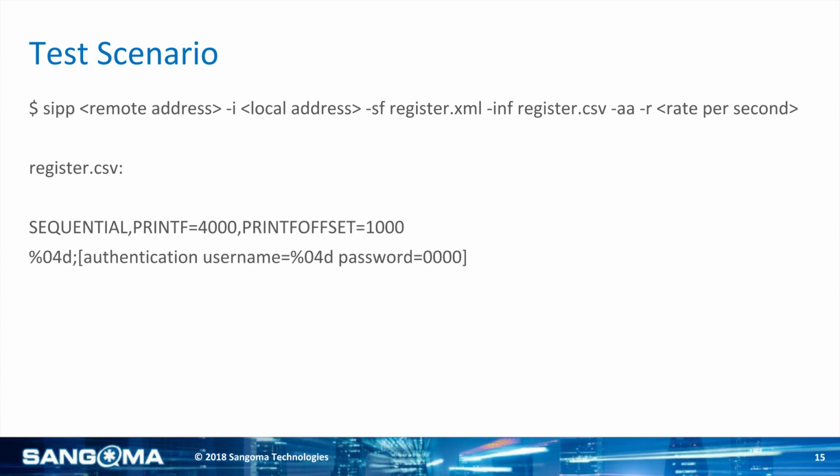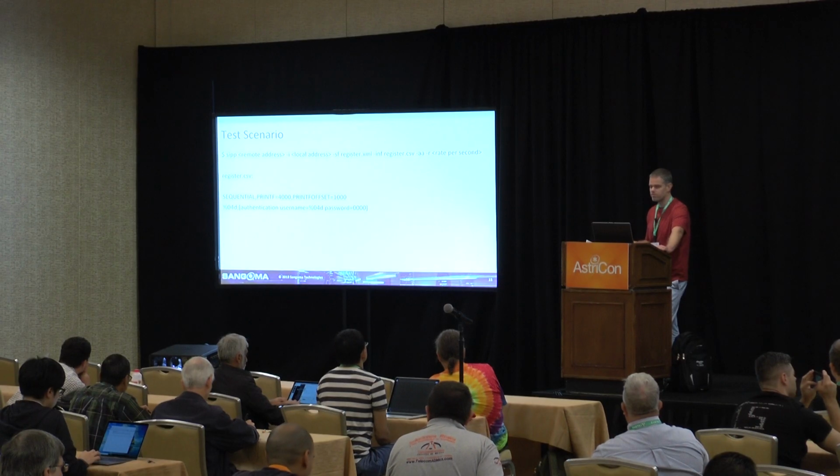And we use a simple SIP scenario to drive the test over a local network. And this just basically sent the registration message to register to Asterisk. And we ran the test similar to last year. We ran it for about 5 minutes.